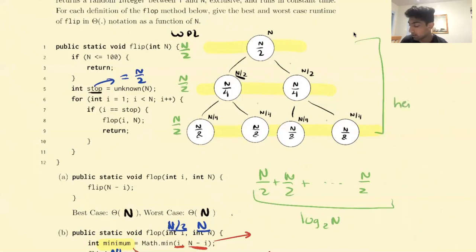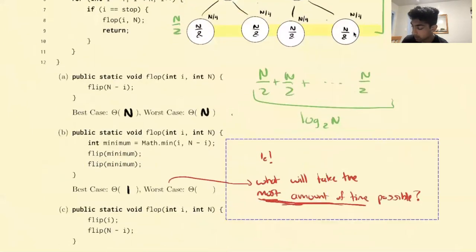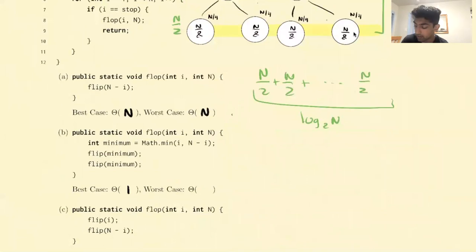Height: log of n. So the total runtime here is going to be n over 2 times log base 2 of n. And when we think about asymptotics, we don't really care about the base, and we ignore these constants or coefficients. So we see the worst case is n log n. Wow, that was a tough problem.